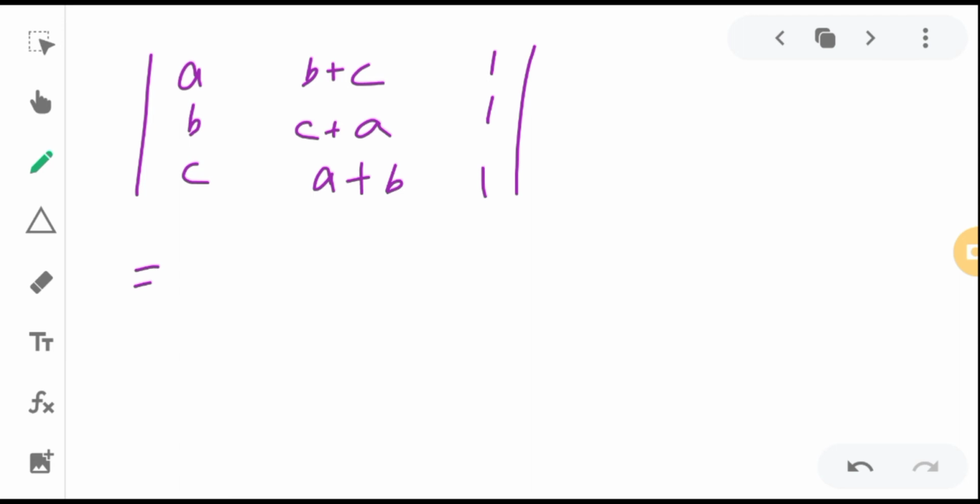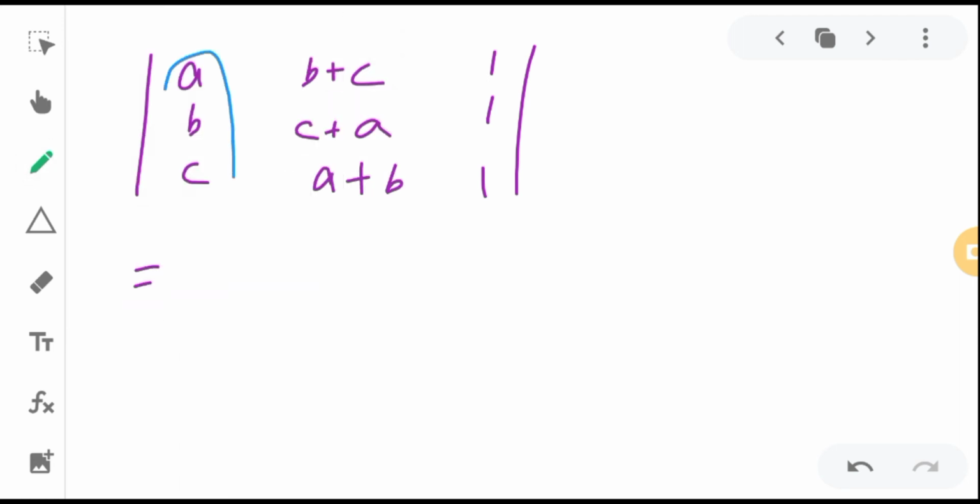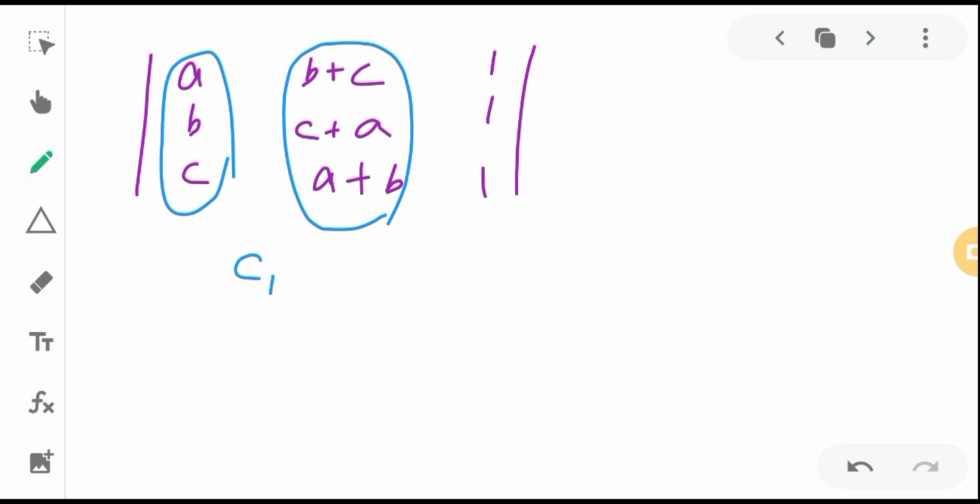So this is the determinant. Now how to solve this? Columns C1 and C2, I will add. I will perform an operation on column C1 as C1 plus C2.